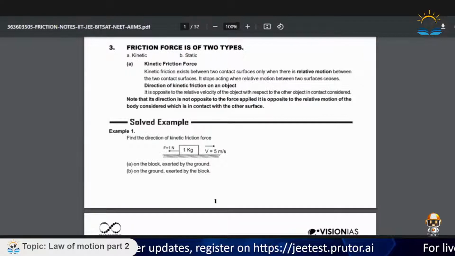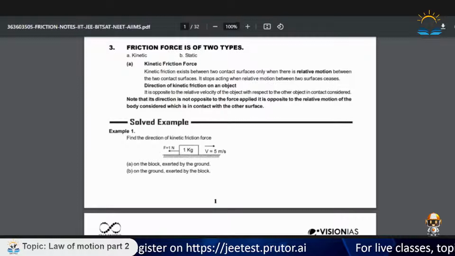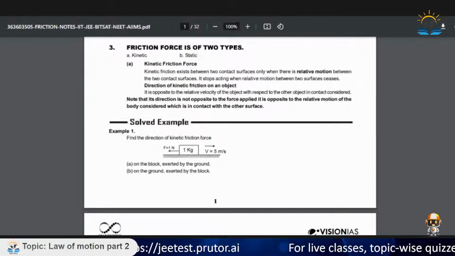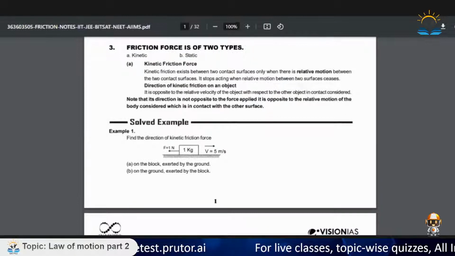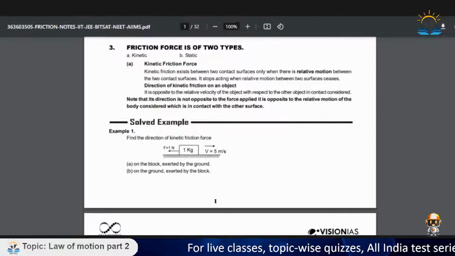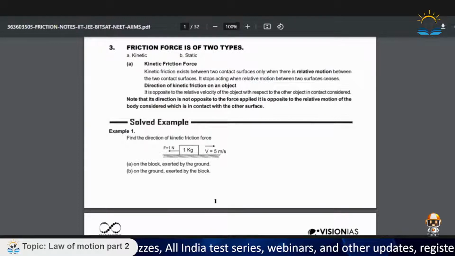So we might think that we are applying some force 100 newton, but still the box is not moving. So which force is cancelling it? The frictional force is cancelling it, and that frictional force value is equal to 100 newton. It is cancelling our applied force. So that type of friction is static friction. We will understand it in the further examples.